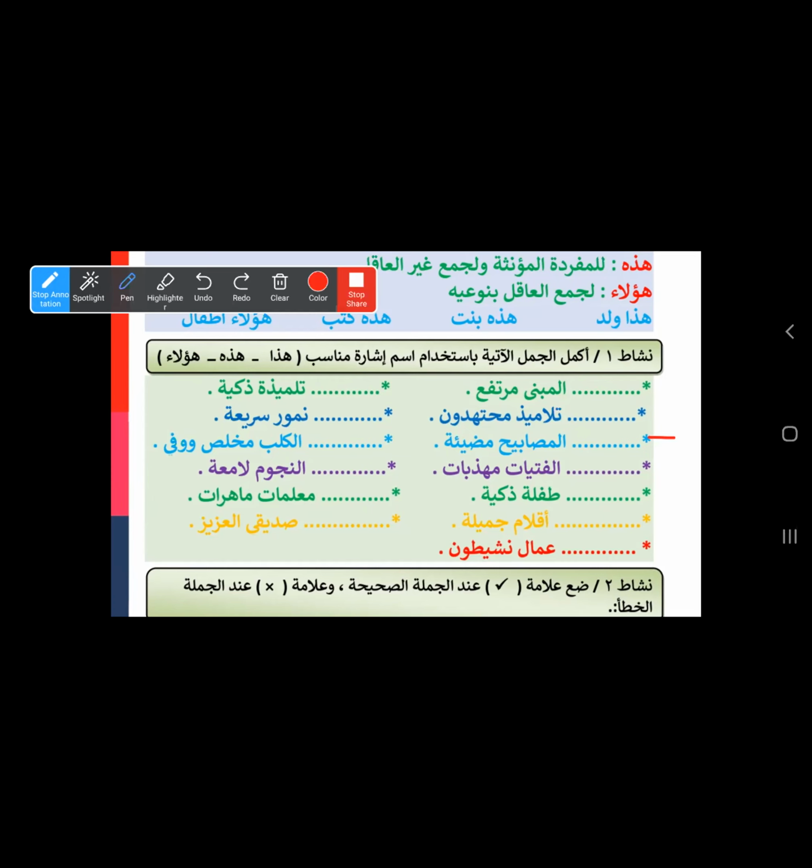So هؤلاء, is it the right word, the اسم إشارة? What do you think? المصابيح is plural. No, it's hadihi, because it's plural of non-human feminine. So تمام. Instead of هؤلاء it should be هذه. هذه. تمام. هذه المصابيح مضيئة. مضيئات. الكلب مخلص وفي. وفي is loyal. وفاء. نعم. مخلص is تمام. مخلص ووفي, they both are synonyms. They're loyal. من الوفاء. نعم.